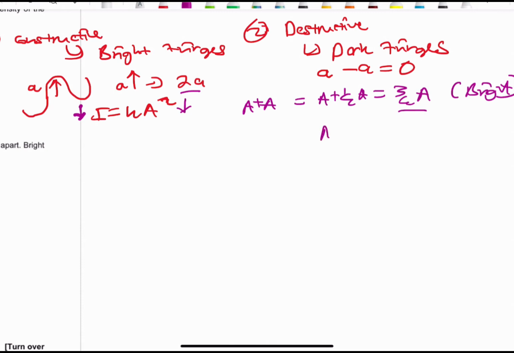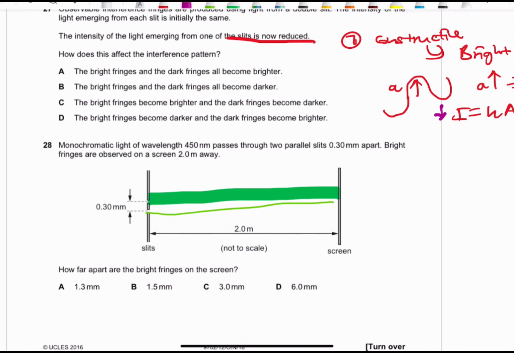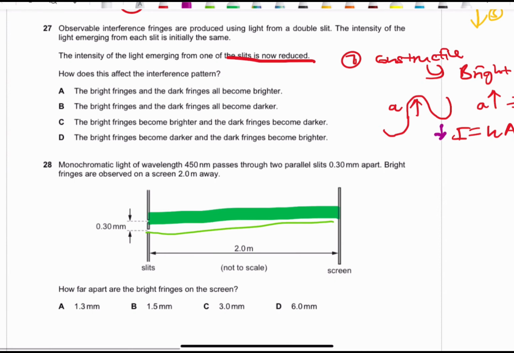For the dark fringe, it will be A minus 1/2 of A, which is actually half A. That's going to be your dark fringe. So your dark fringe is now going to have a certain amplitude that's going to reach that bright fringe. So the bright fringes are going to become darker, but the dark fringes are going to become lighter. So the answer becomes D.